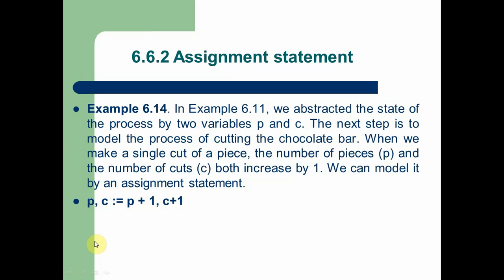Whenever we apply a cut on a chocolate bar, what will happen? We can write it as an assignment step. Whenever we apply a cut, the number of cuts will increase and the number of pieces also increases. That can be written like this: p comma c is equal to p plus 1 comma c plus 1. Here p represents the number of pieces, and c represents the number of cuts applied on the chocolate bar. This is how we use assignment statements in algorithms.